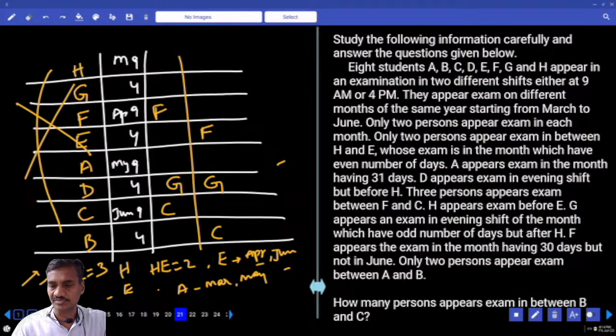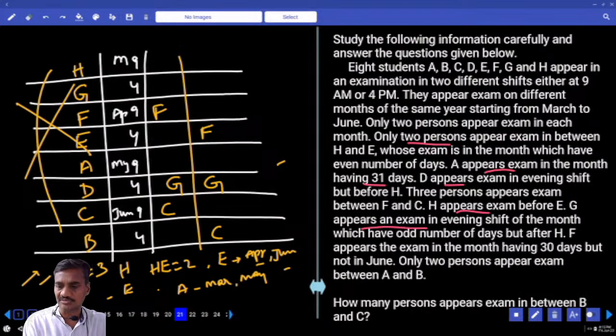Then what is the other information we have? Only 2 persons between H and E. E whose exam is in the month which is having even number days. E must be either in the month of April or June, and H is before this one. And A appears the exam in the month which is having 31 days. D appears the exam in the evening shift before H, and 3 persons between F and C. H appears before E.